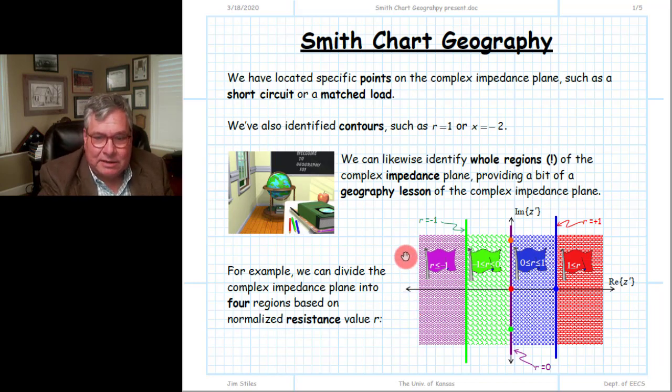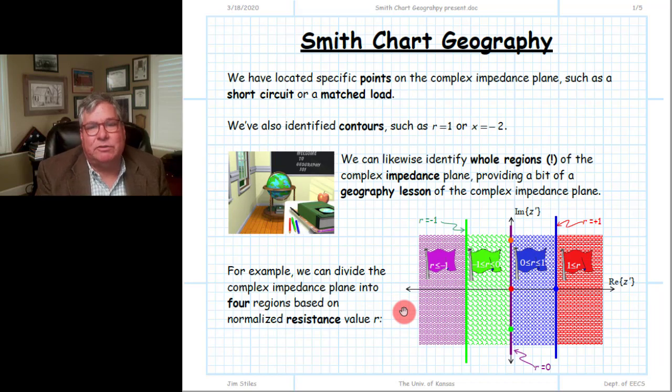If we look at the top part of these four regions, above the horizontal axis, we find that those parts of the four regions, I should say, are residing in the inductive region of the complex impedance plane. The inductive region being the regions where the reactive component is positive or inductive.